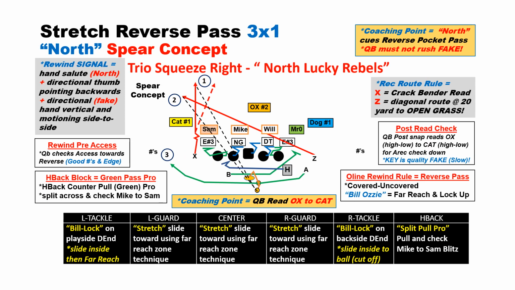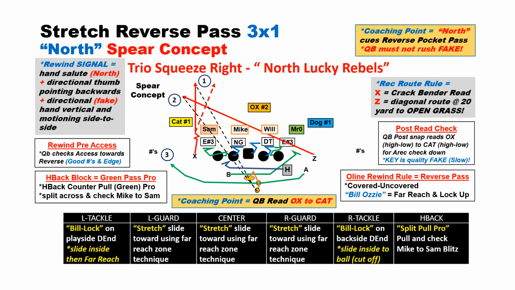Last, we can do a play action pocket pass by the quarterback off of our reverse series using our spear concept from our pass game. For communication, we'll use North, telling the lineman it's a play action pass in the pocket. Lucky means we're going to go ahead reverse left. Rebels means we're faking outside zone to the right.